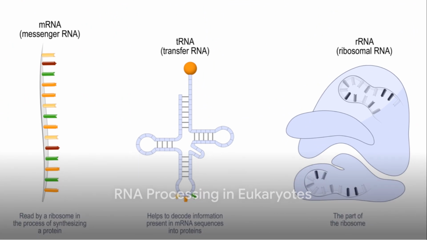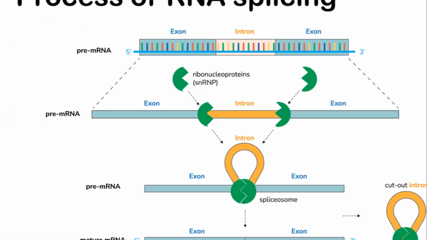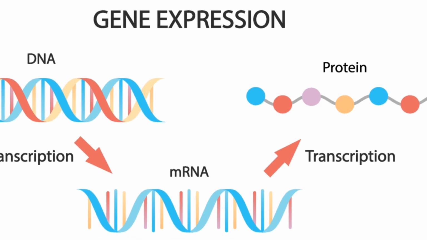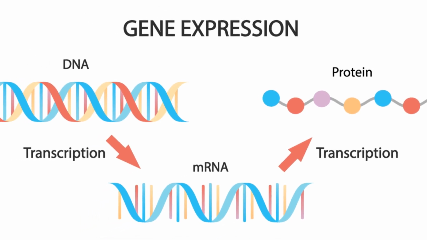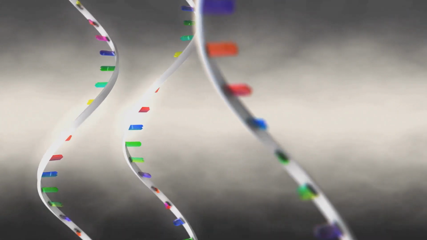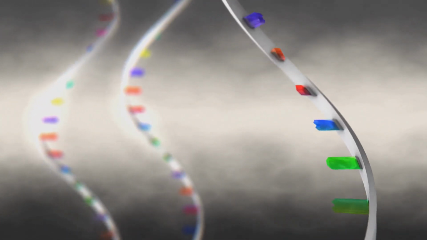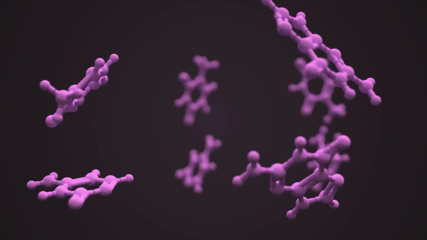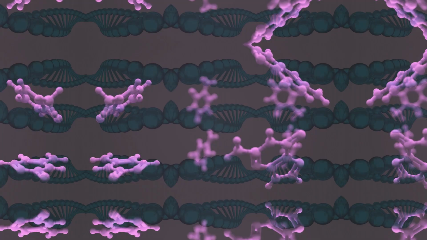RNA processing in eukaryotes. In eukaryotic cells, the newly synthesized RNA molecule, called pre-mRNA, undergoes several processing steps before it can be translated into a protein. These include the addition of a 5' cap and a poly-A tail, as well as the removal of introns through RNA splicing, leaving only the exons, which contain the protein coding sequences.